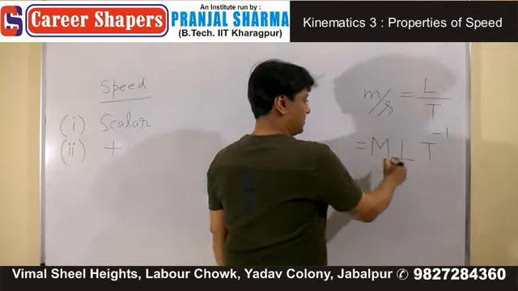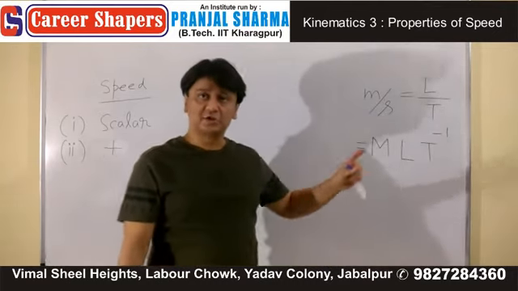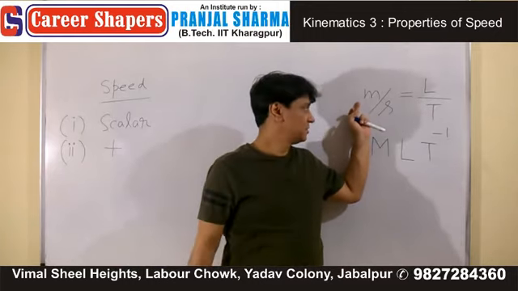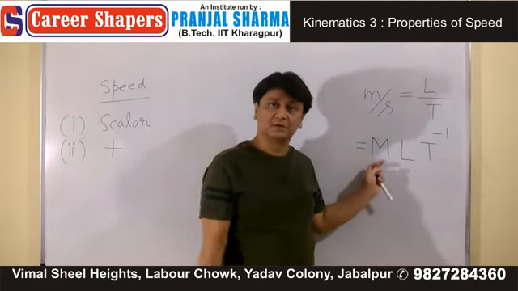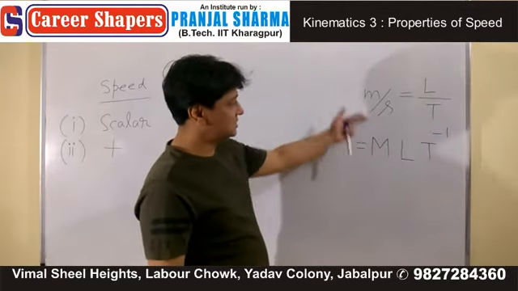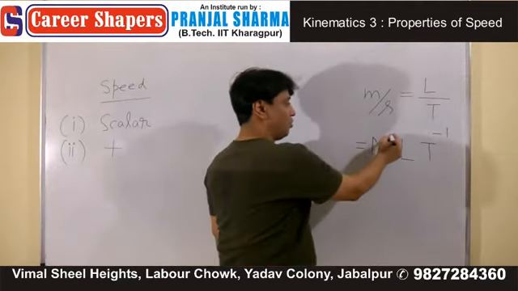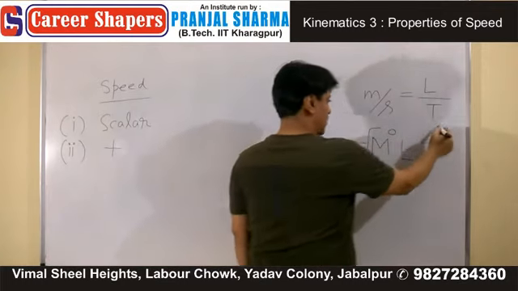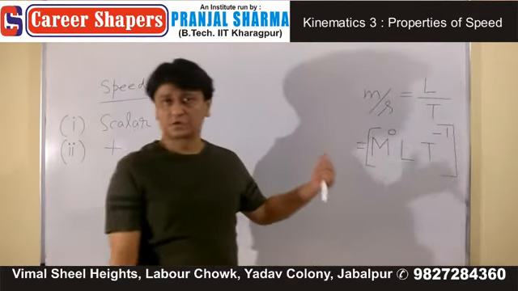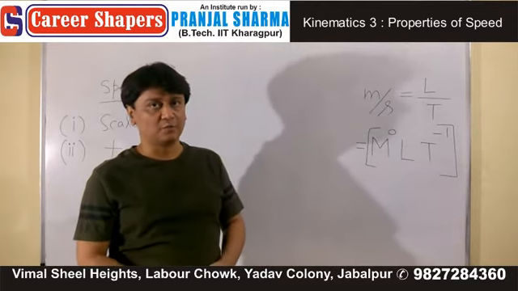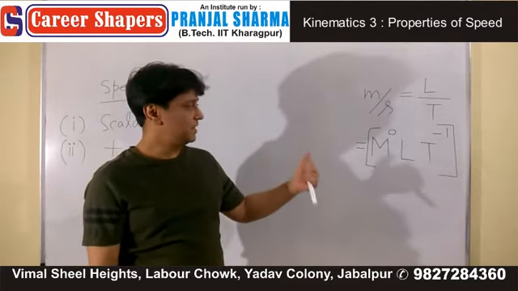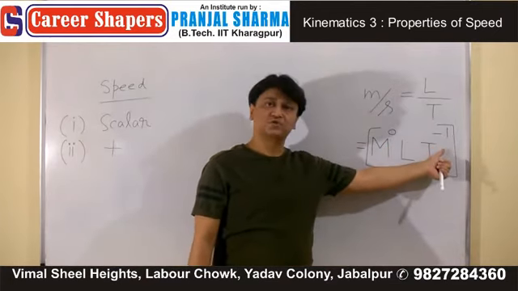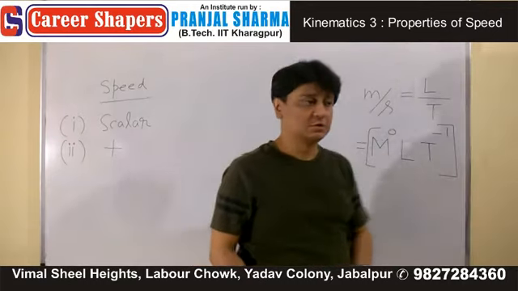Capital M stands for mass. It's not for meter. What is small m? Length. What is capital M? Mass. There is no term of mass in speed. No means 0. Inside the square brackets, this is called the dimensional formula of speed: 0, 1, minus 1. Write down this.